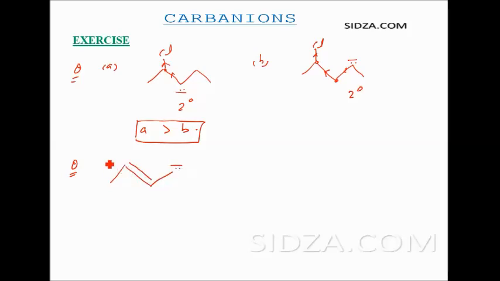Next question, let's take this one as an example here. Negative charge here, and let's take another example like this, and then the third one is like this. We know that this one is primary, this one is also a primary carbanion, this one is secondary, and there's one more difference: in the first one you have a conjugate system, carbon, then a single, then a double bond. So this is the conjugate system.